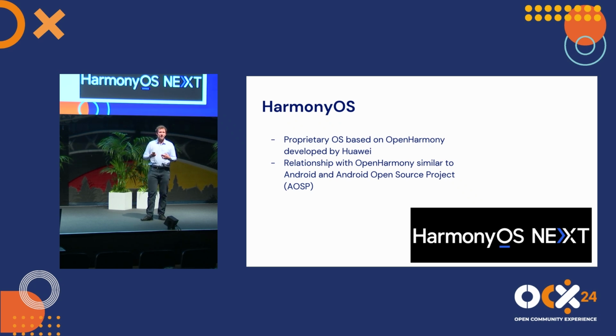Then, based on OpenHarmony, is HarmonyOS. It's a proprietary OpenHarmony-based operating system developed by Huawei. And the relationship between HarmonyOS and OpenHarmony is similar to Android and the Android Open Source Project. So we could call HarmonyOS a distribution of OpenHarmony. And there are already devices running HarmonyOS, and it's even available in an open beta in China, I believe. So you can already test it.